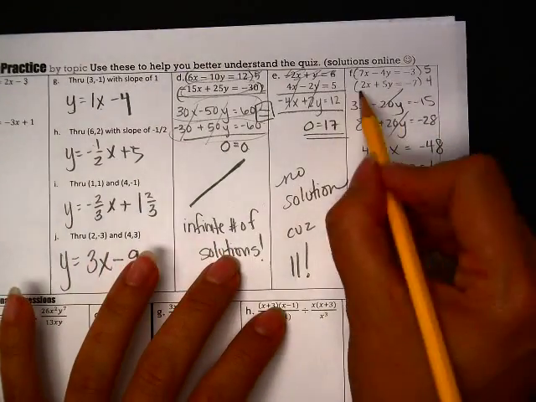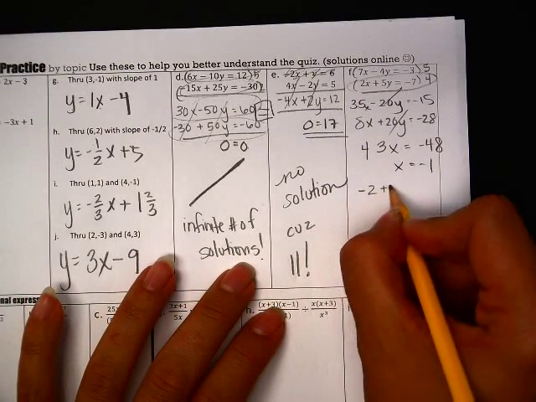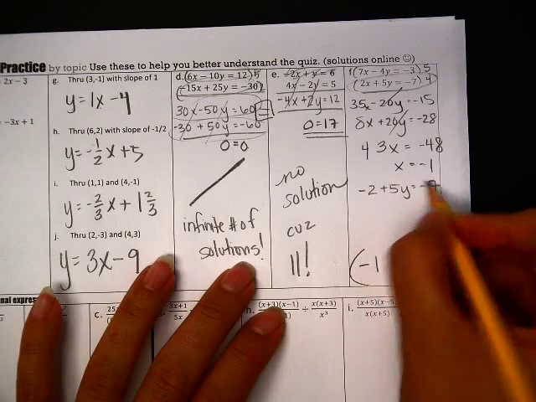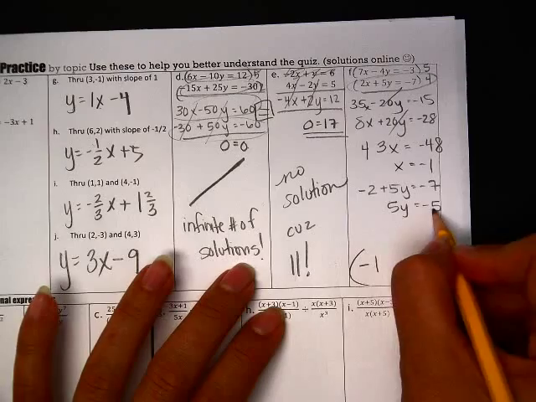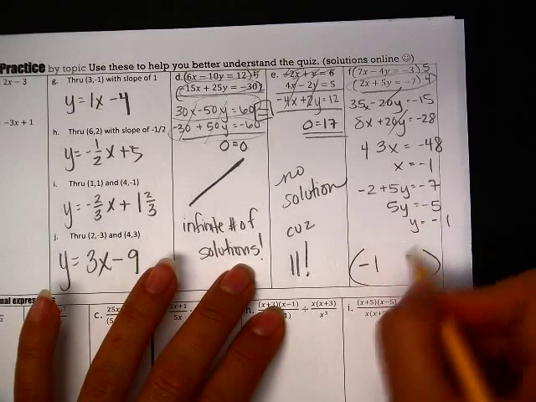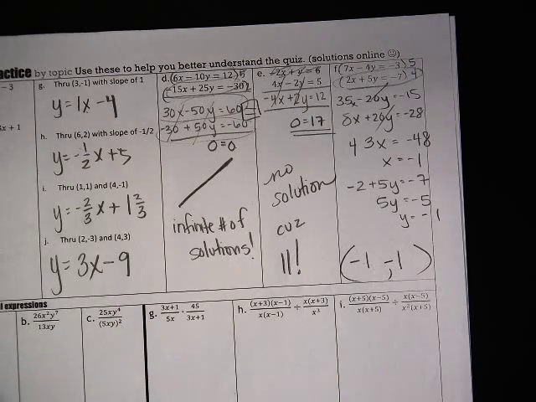And doesn't matter which one you plug it into. These ones are smaller, so I'll plug it in there. 2 times negative 1 is negative 2. And that is what? Negative 5. So y is equal to negative 1 as well. Whoops. And that is the answer.